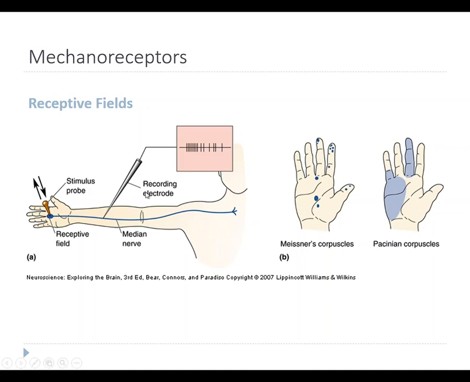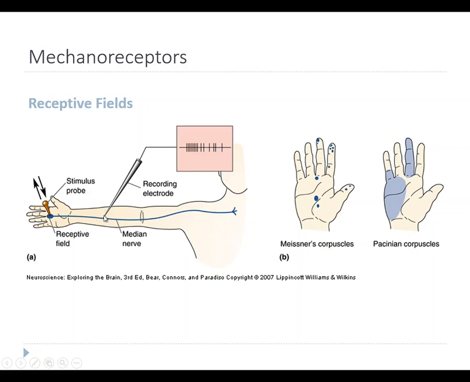So for mechanoreceptors, the receptive fields are pretty straightforward. For any given receptor, the receptive field refers to the patch of skin that neuron is sensitive to, and it's pretty easy to find the receptive field for a given neuron. So if you stick a recording electrode against a nerve or against an axon, simply touching the skin can show you where the receptive field is for that axon. So that's what they're doing here.